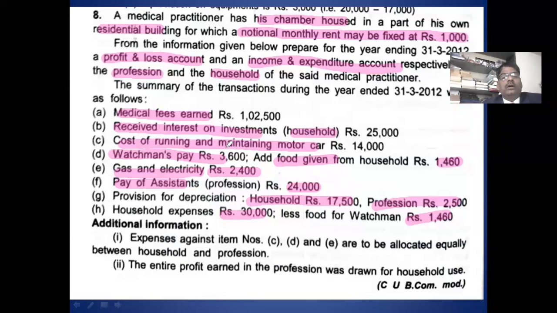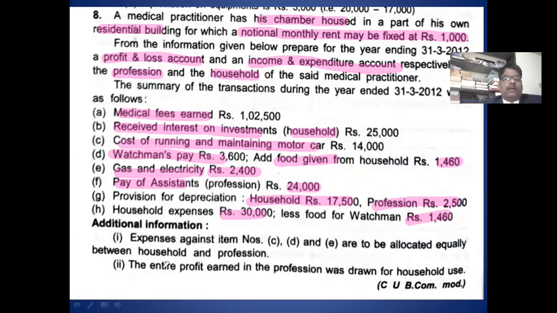C is relating to car. 14,000 is there. Equally means 7,000 profession, 7,000 household. Then D, watchman pay 3,600, half 1,800, 1,800. Then food 1460. 1460 you take 730 profession, 730 household. Okay. Then E, electricity and gas 2,400. Half goes to profession, half goes to household. Okay, in this way adjust.